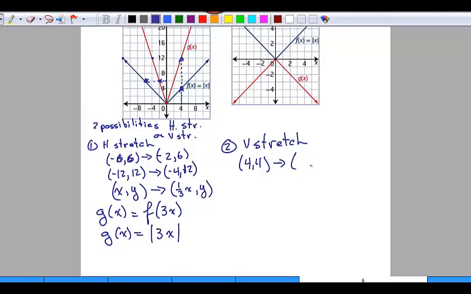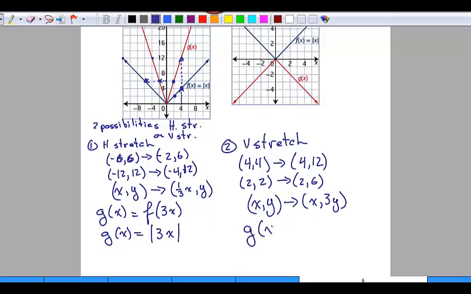If I pick a point like 2, 4, that shouldn't be 2, 4, that's 2, 2. If I pick a point like 2, 2, it maps to 2, 6. I think I'm clearing that up here. 2, 2 maps to 2, 6. That means any point x, y is going to map to x, 3y. So g of x is equal to 3 times the output, 3 times f of x, or in this case 3 times the absolute value of x. So there's our two possible equations for A, the two possible functions.